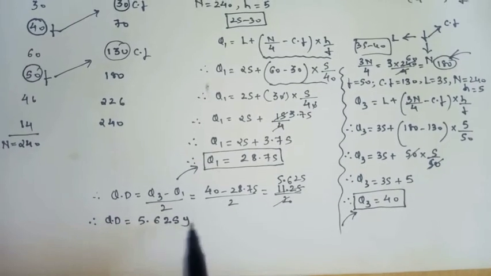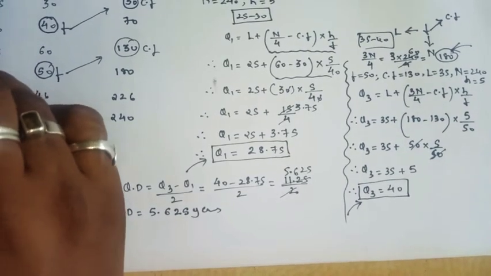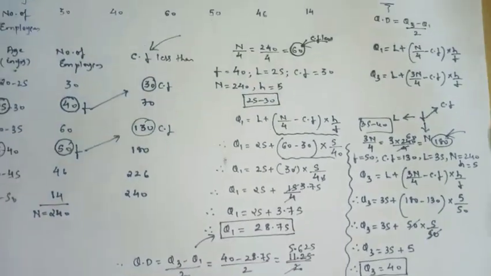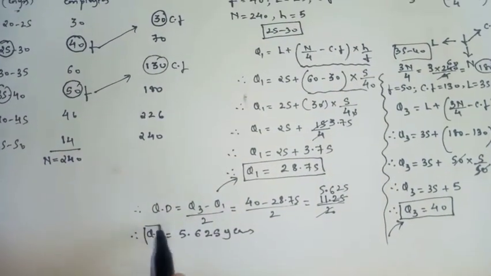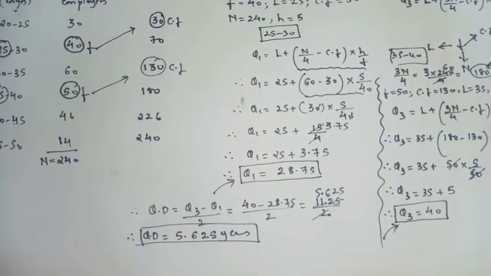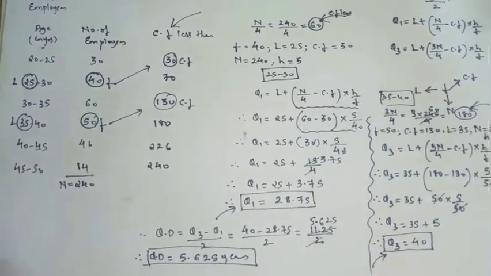5.625 years. As your class contains the unit years, the final answer will be in years only. So here we got the answer of QD, that is 5.625 years. I hope you all understood this sum.